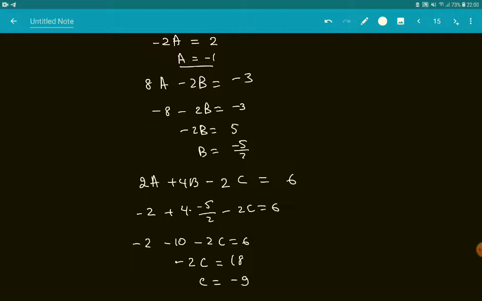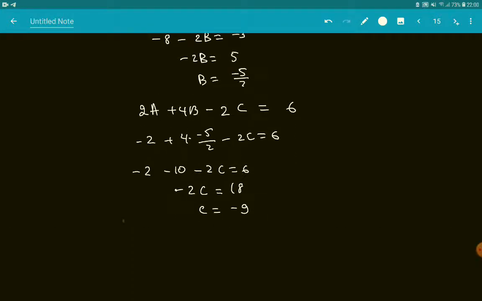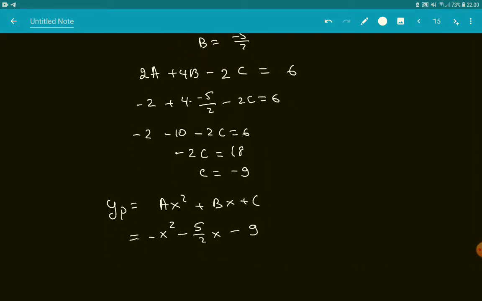That's it, actually. You know already what a, b, and c are. And if you remember in the first part, we wrote that yp is equal to ax squared plus bx plus c. So you already know what a, b, and c are. Let's put them there. A is negative 1, so it will become negative x squared. B is negative 5 over 2, so it's going to become negative 5 over 2 x, minus 9. Yes, this is our yp.